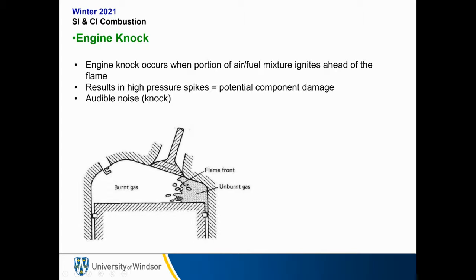Now, what is engine knock? Engine knock occurs when a portion of the air-fuel mixture ignites ahead of the flame front. If we look at this diagram here, here's the spark plug and here's the burnt gas. Here's the flame front. If we had a pocket in the unburned gas that starts igniting, that is knock. In other words, when the unburnt gas mixture ignites ahead of the flame front, that is bad.